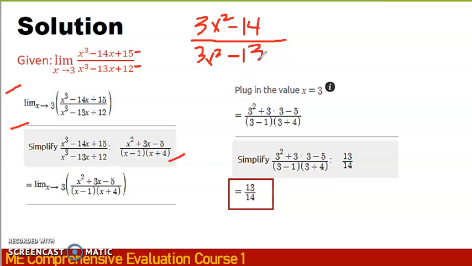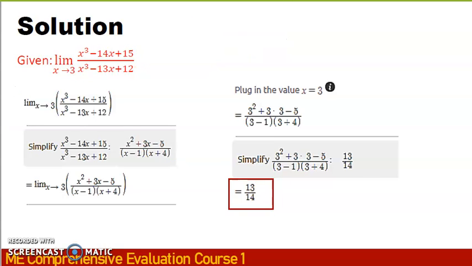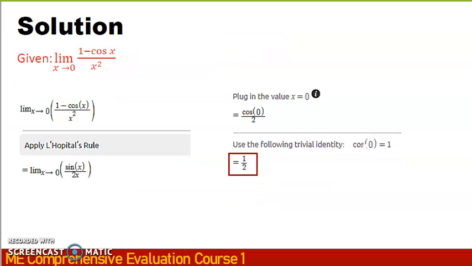Once you are done deriving, you can substitute the value of x, which is 3. When you substitute 3 times 3 squared minus 14, the result is 13. And 3 times 3 squared minus 13, the result is 14. So it's a shortcut. For number 12, we will still use L'Hospital's rule.